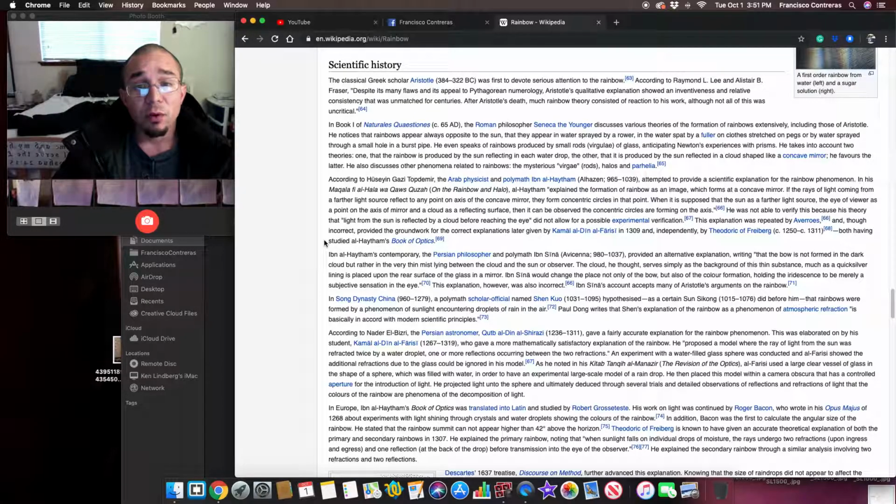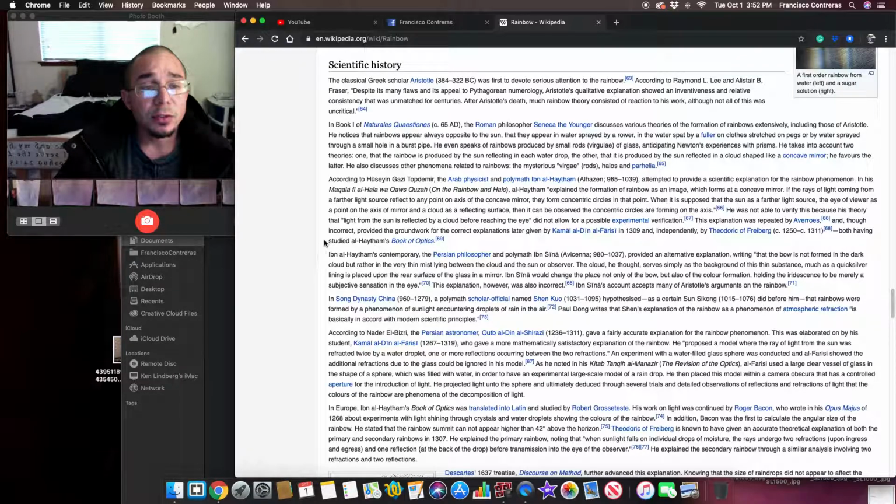In 65 AD, the Roman philosopher Seneca the Younger discusses various theories of the formation of rainbows extensively, including those of Aristotle. He noticed that rainbows appear always opposite to the sun, that they appear in water sprayed by a rower, in the water spat by a fuller, on clothes stretched on pegs, or by water sprayed through a small hole in a burst pipe. He even speaks of rainbows produced by small rods, virgulae of glass, anticipating Newton's experiences with prisms.